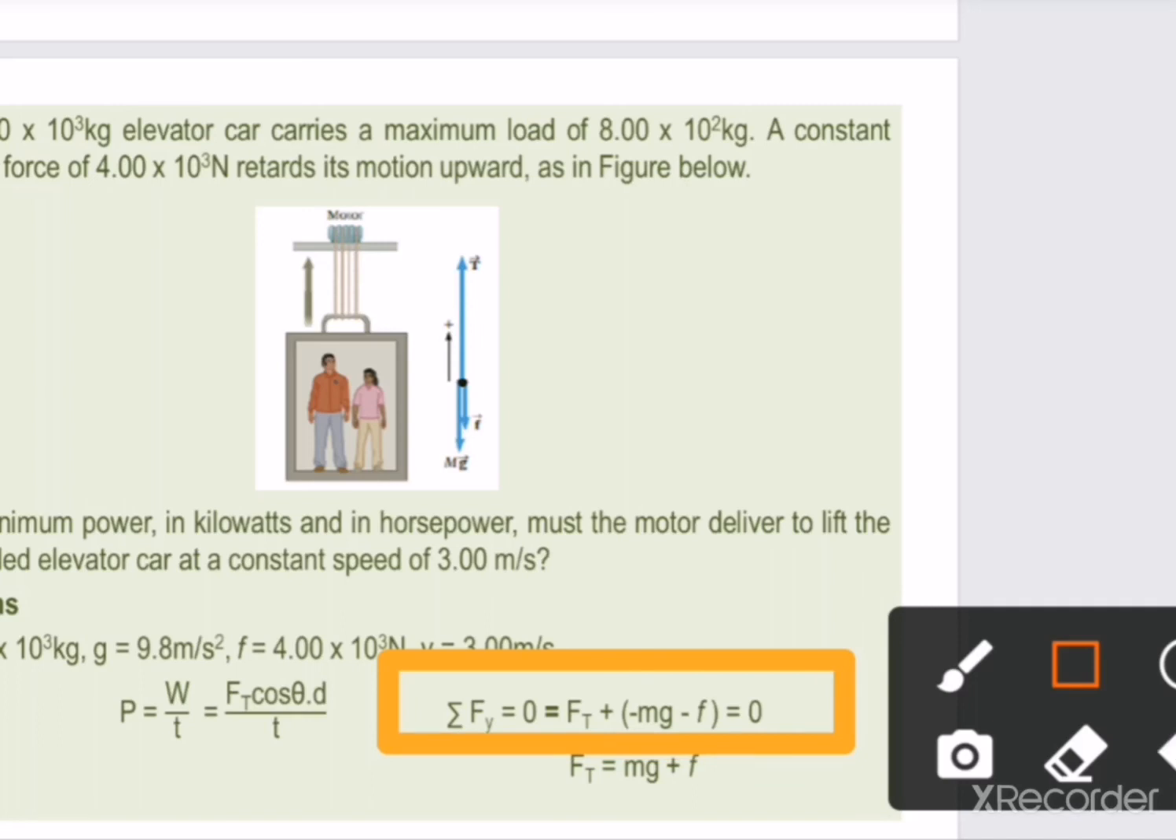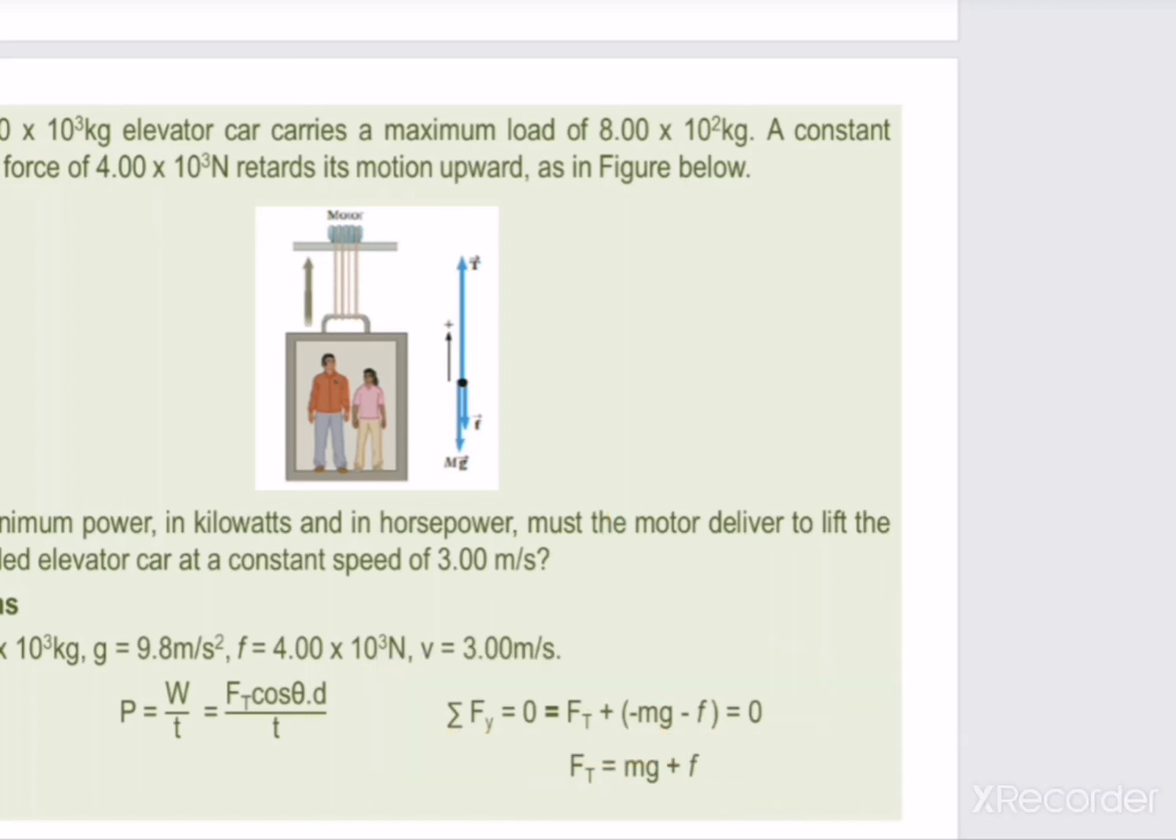And so Ft plus mg plus, okay, let me put it like this. Ft is equal to mg plus F. On this side here, mg and F are going to be negative because they're in the opposite direction to this one here, Ft. So once we get that value of Ft, then we just have to multiply it by the speed, because remember, power is also given by the product of force and speed. All right.